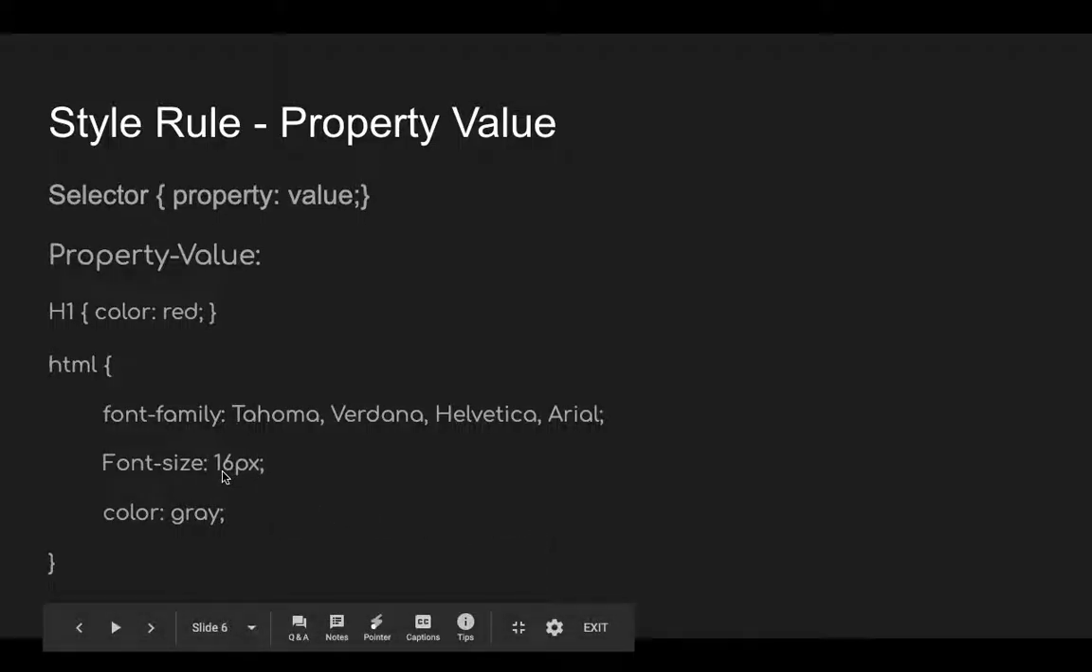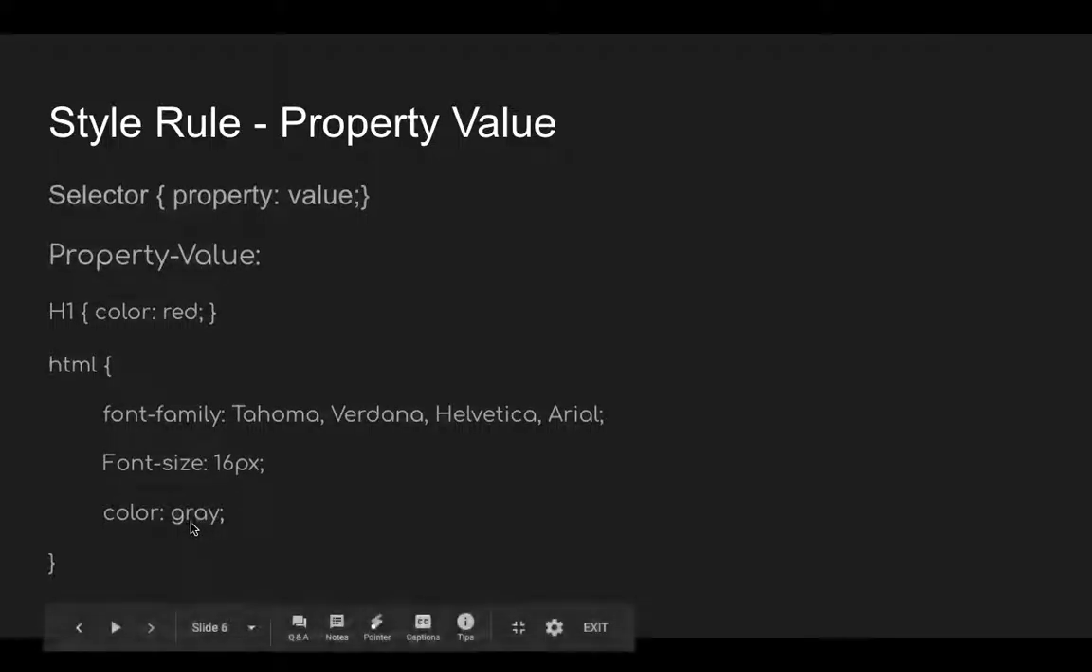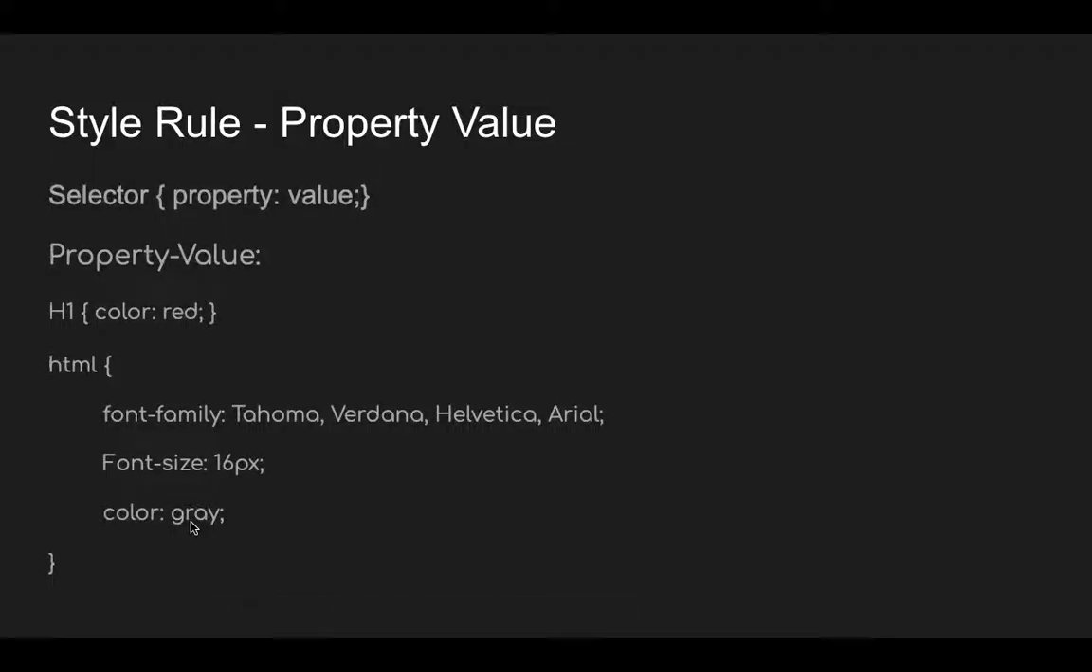There's a lot of other value types you could put here for the font size. You could put EM values. You could put percentage values. There's many different values you could put here. For the color, here I'm using plain text. There is a set of available plain text colors that you can use, as well as RGB examples.